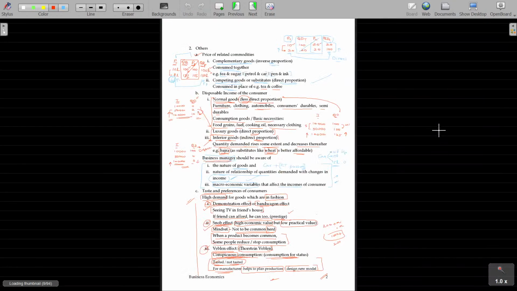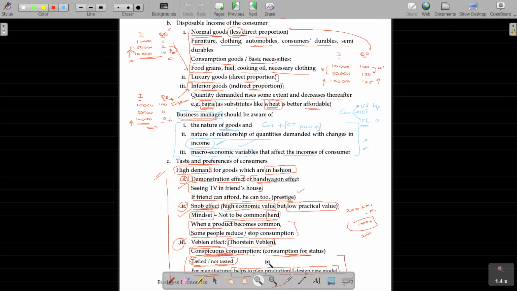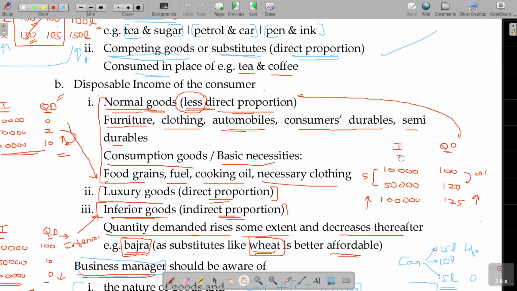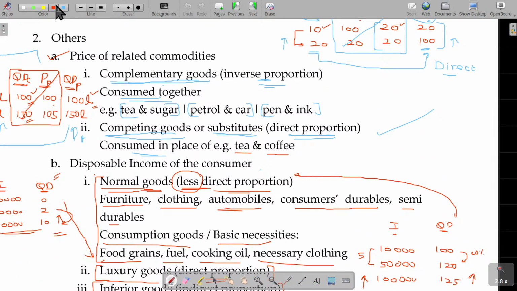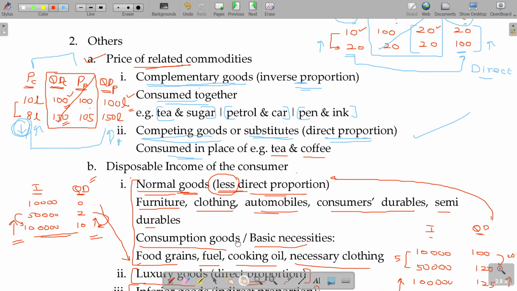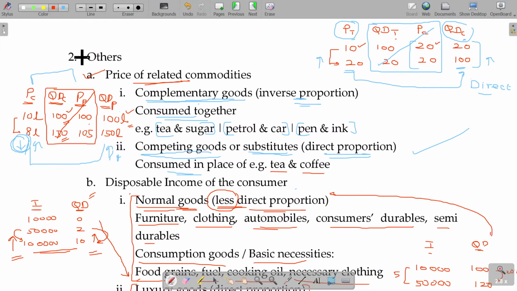In the previous class, I have discussed determinants of demand. In determinants of demand, we discussed this one, price of the related commodity. In price of the related commodity, what I discussed is very important, right? When it comes to tea and coffee, this is called competing goods or substitute goods. In that case, I am talking about one of the products. The price of the other commodity changes. Price of the related commodity.